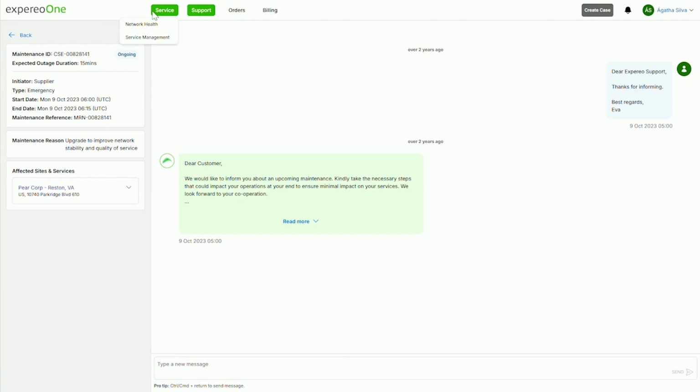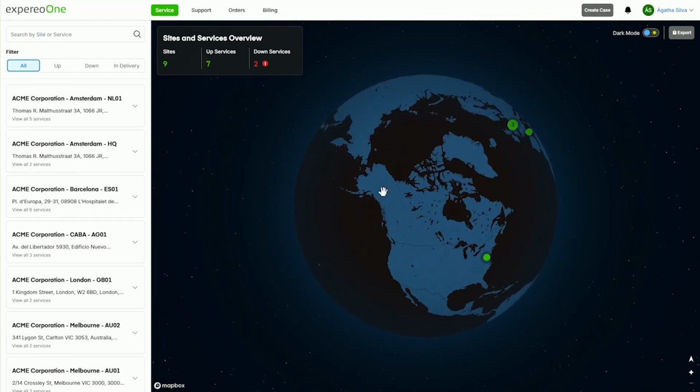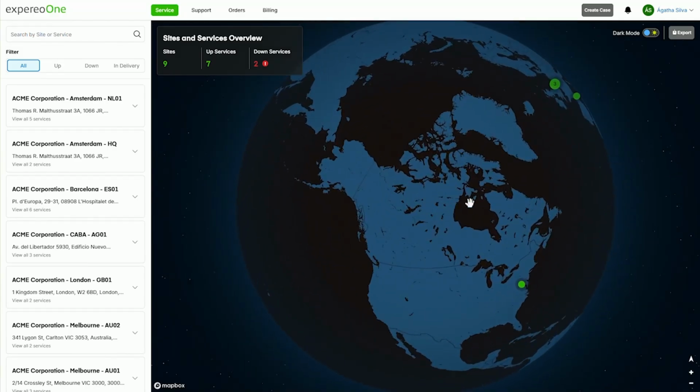So that gives you an instant view of your health. You can look at the whole globe, you can spin that round and you can zoom that in and look at all of your sites individually to see how they're performing over the day or the last week.